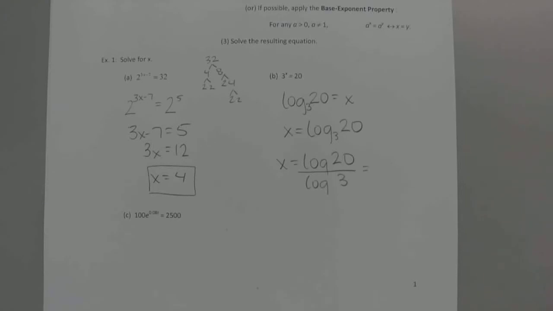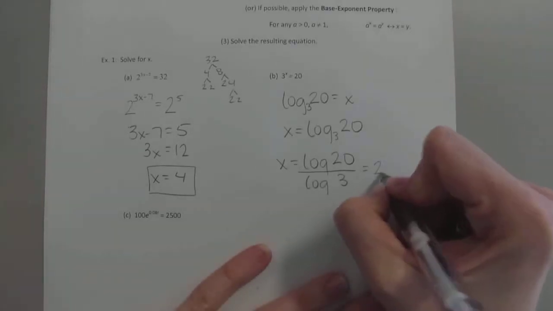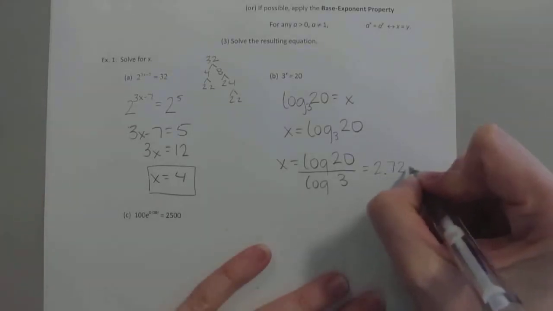Just real quickly, what is 3 squared? 9. What is 3 cubed? 27. So do you agree that 20 is between 9 and 27? Mm-hmm. So our answer is between 2 and 3, right? We know it's going to be some number between 2 and 3 because when we square 3, it only gets us to 9, but when we cube 3, it gets us up to 27. So whatever you put in your calculator should be 2 point something. 2.7268. Okay, so let's do 4 decimals. So what do you get?